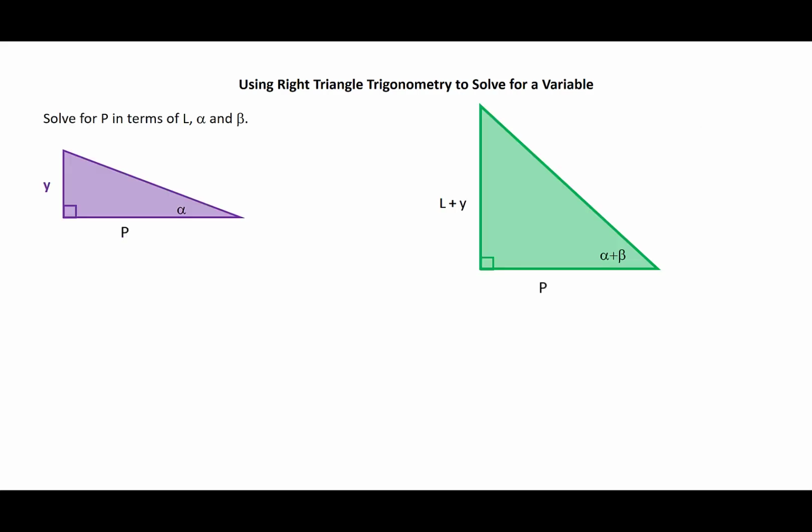And let's take each triangle and write an equation about it separately. For the purple one, we want to relate y, p, and alpha, and that's a tangent relationship. And similarly, on the green one, we have another tangent relationship. And they tell us to solve for p, and there's p in both equations.